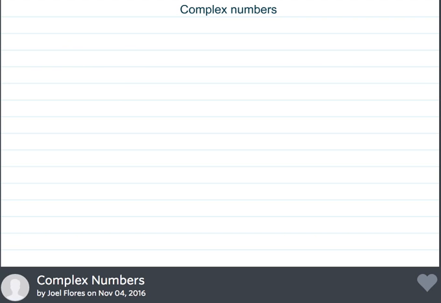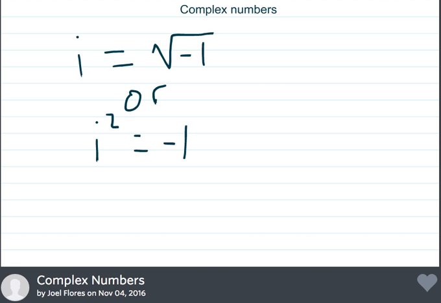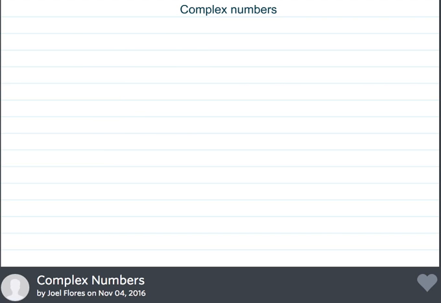So we know that an imaginary number isn't a real number. So that means that i is equal to the square root of -1, or i squared equals -1. So we know that complex numbers in the form of a plus bi can be added, subtracted, multiplied, and divided. To add or subtract complex numbers, we combine the real parts together and the imaginary parts together.